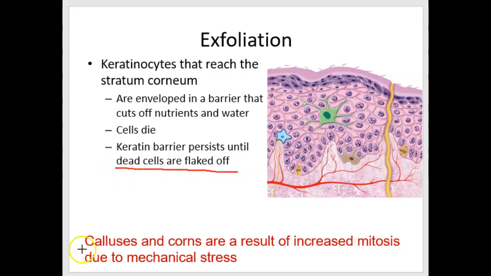And you may wonder why in some regions the stratum corneum forms calluses, like on the backs of your heels, or corns. That increased thickness of the stratum corneum is due to the stem cells dividing more frequently. And that usually happens, or is stimulated by, mechanical stress, pressure.